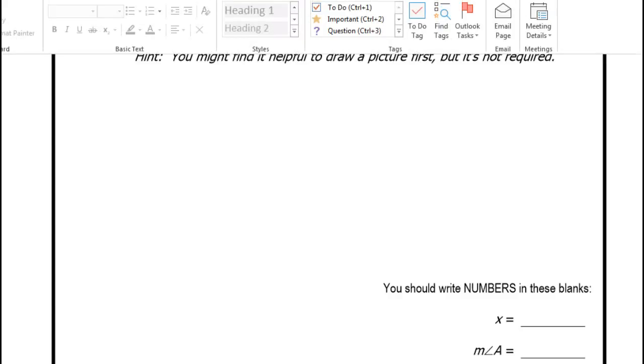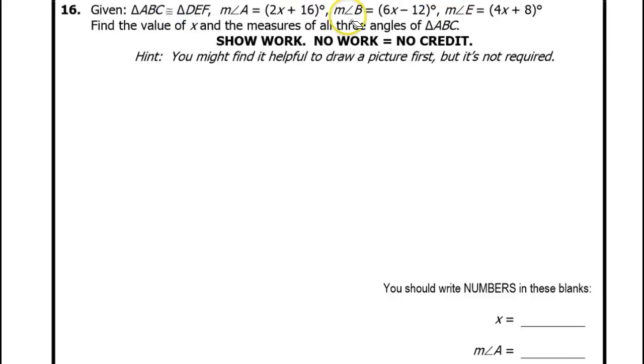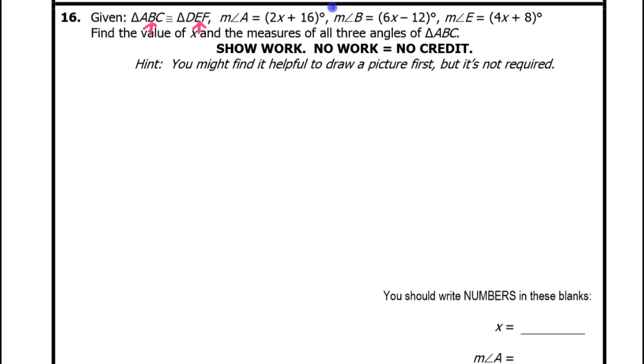Let me erase that. All right, so I'm going to move on to angle B for a minute. So see how angle B is second? Angle B corresponds with angle E. And I do have an expression for both of those. So angle B and angle E should both be congruent. So that means that 6x minus 12 should equal 4x plus 8.